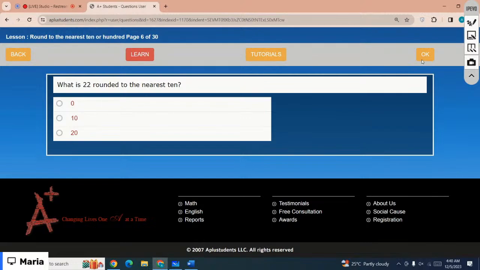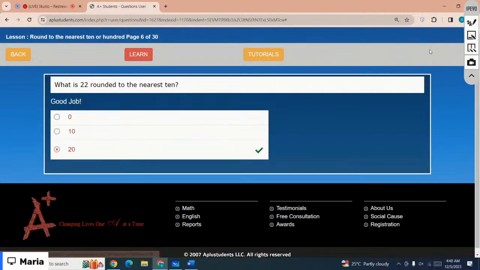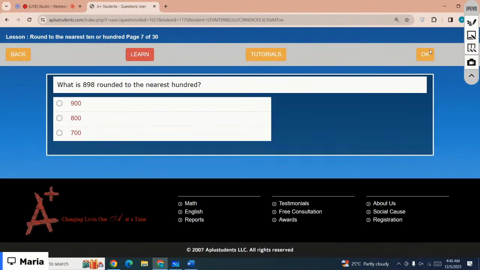What is 22 rounded to the nearest 10? Which is the correct option? 22 is rounded off to 20. The correct option is 20.